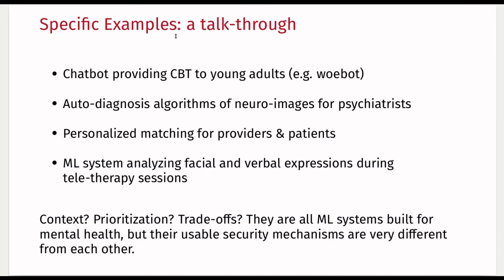But here, I think my main point is that we need to consider contexts that are a lot more complex and make decisions, sometimes difficult, about prioritizations and trade-offs about the usable security designs and mechanisms in machine learning systems for mental health, because those systems have vastly different use cases and their security mechanisms and profile can be very different from each other, especially given that we have a more diverse group of stakeholders in these systems.